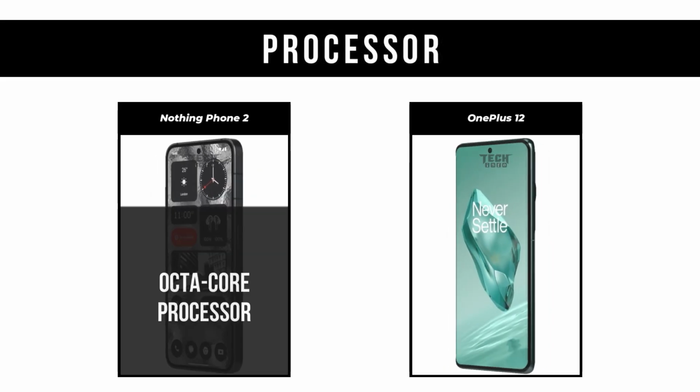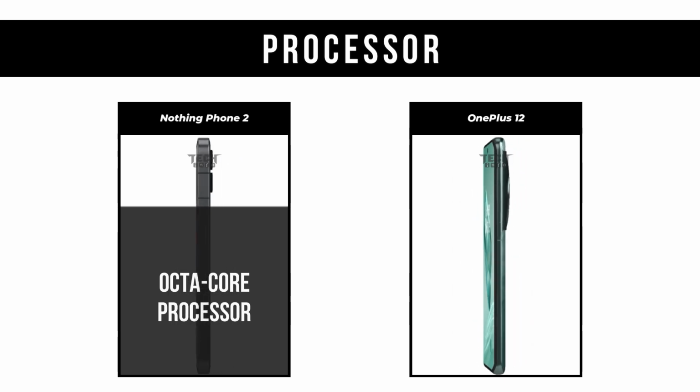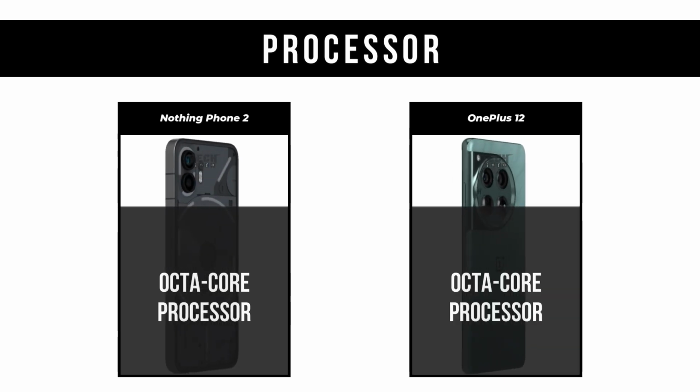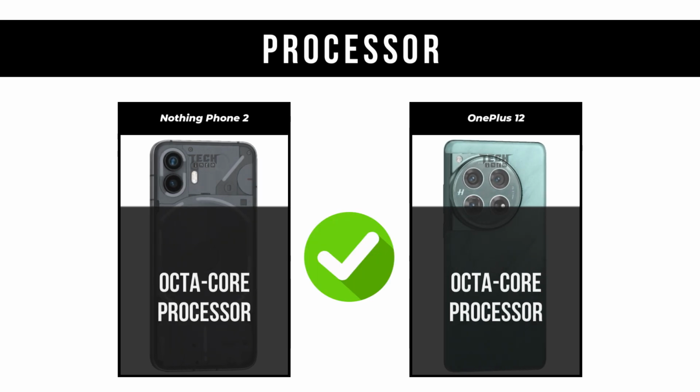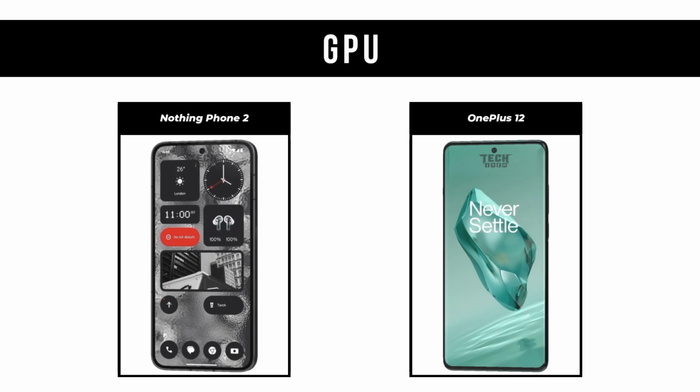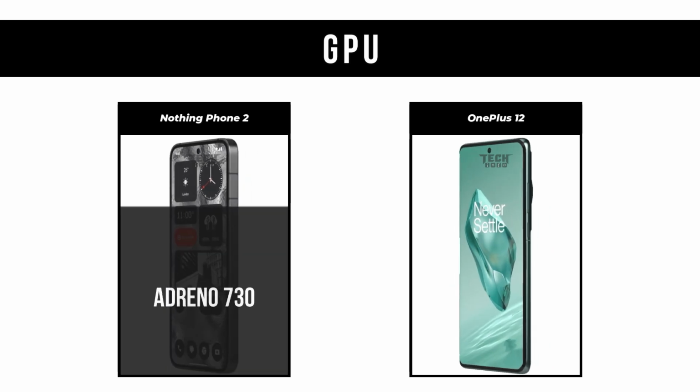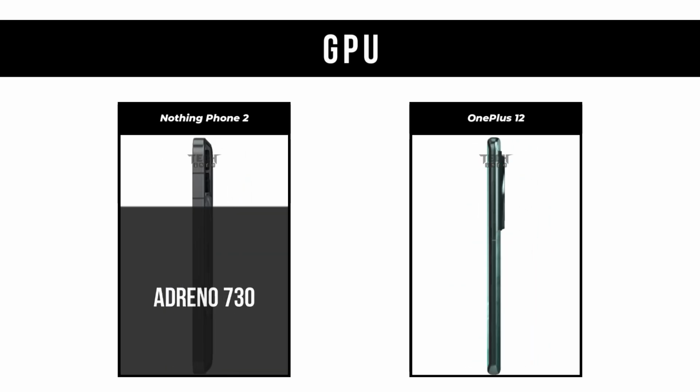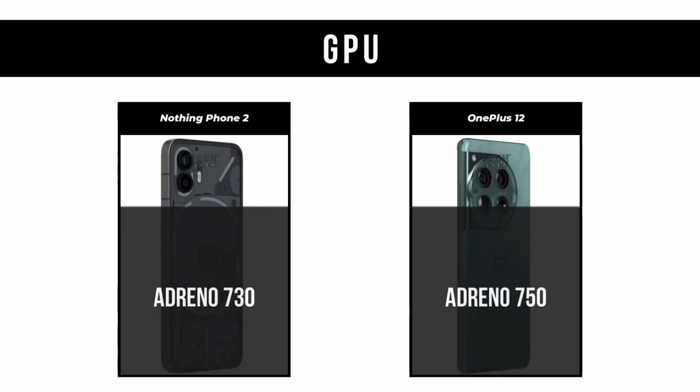Processor. Nothing Phone 2 is octa-core processor. OnePlus 12 is octa-core processor. GPU. Nothing Phone 2 is Adreno 730. OnePlus 12 is Adreno 750.